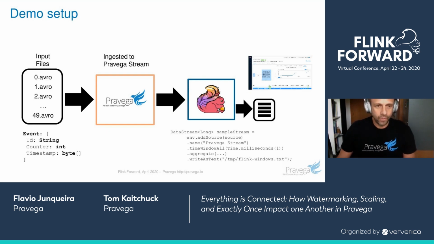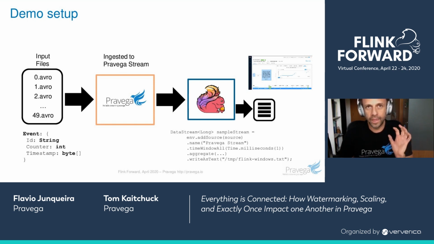In what I'm going to do, I have a set of input files. These are very simple files. They have sample events, which comprise an ID, counter, and a timestamp. Then I'm going to ingest those files through transactions to a Pravega stream. Then I'm going to use a simple Flink job to process the events in that stream.